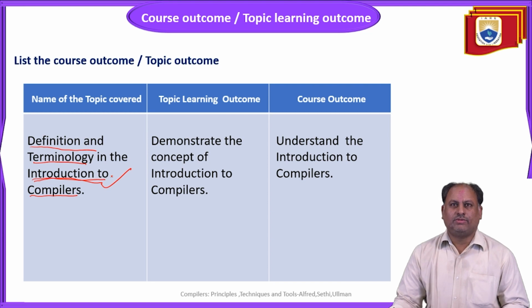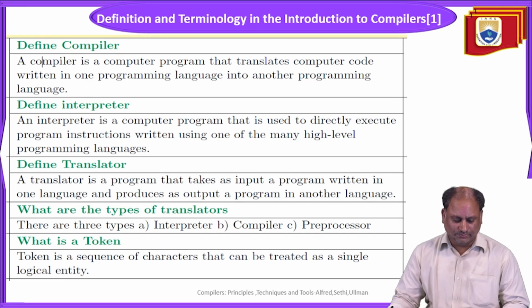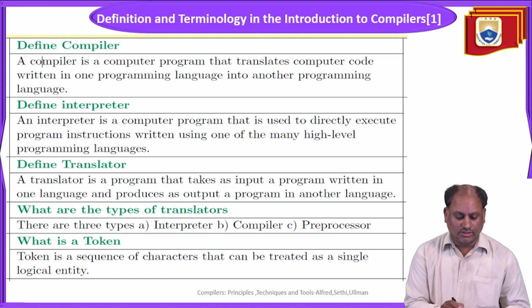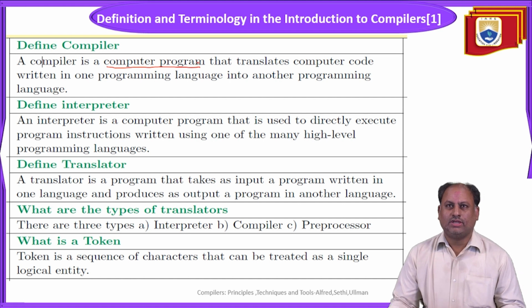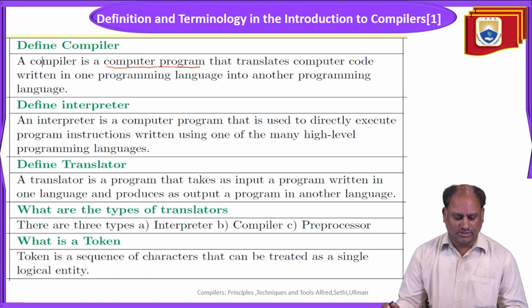This is the first definitions and terminology. First, the compiler. The definition of compiler: it is nothing but a computer program which translates a computer code written in one programming language into another programming language.